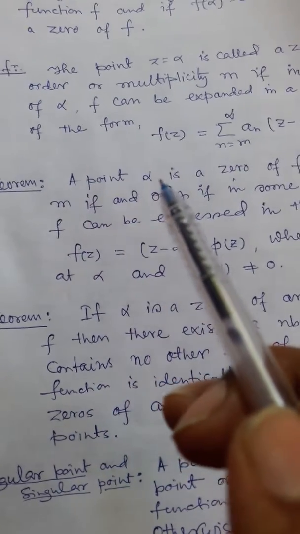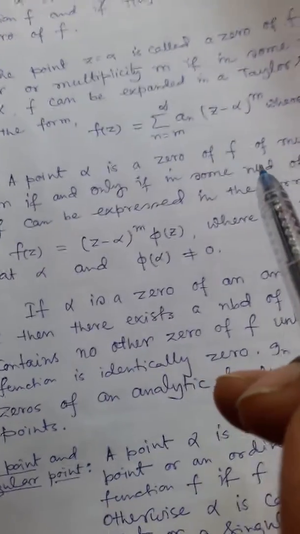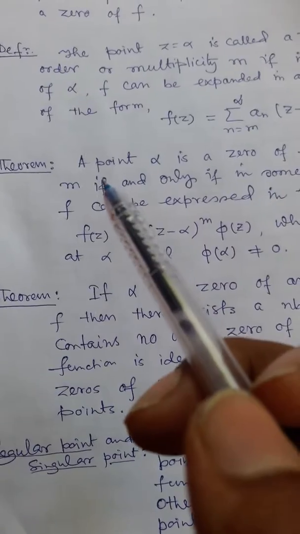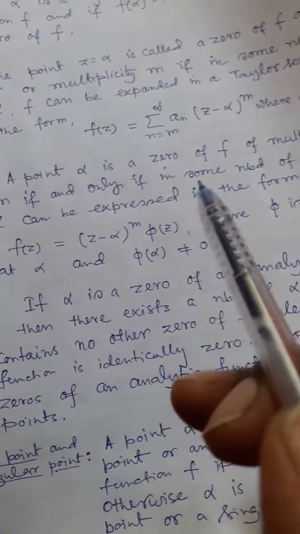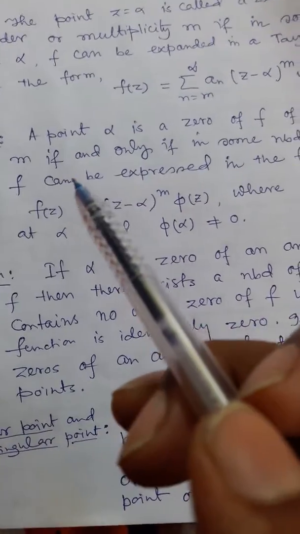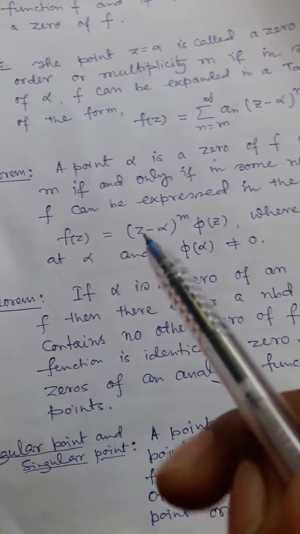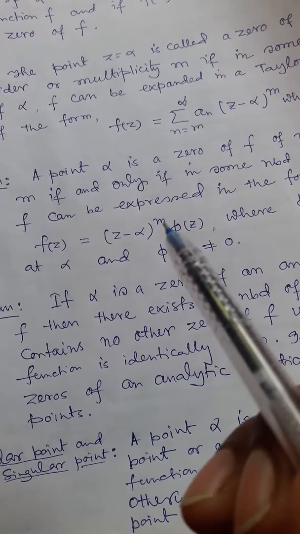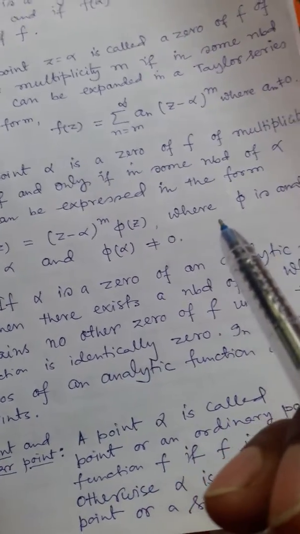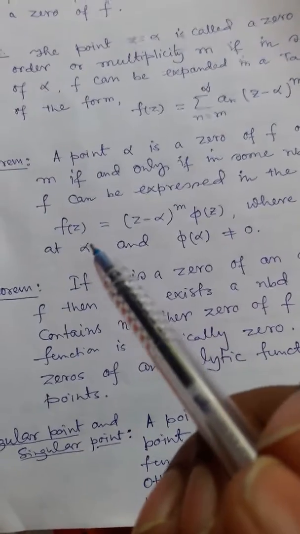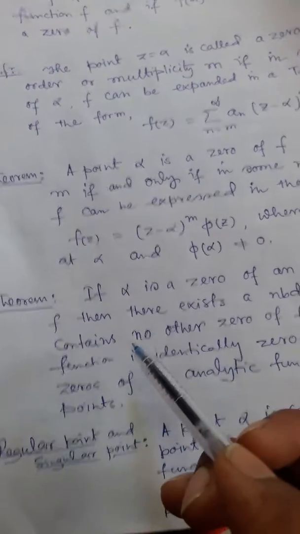Theorem: a point alpha is a zero of f of multiplicity m if and only if in some neighborhood of alpha, f can be expressed in the form f(z) equals (z minus alpha)^m times phi(z), where phi is analytic at alpha and phi(alpha) is not equal to 0.